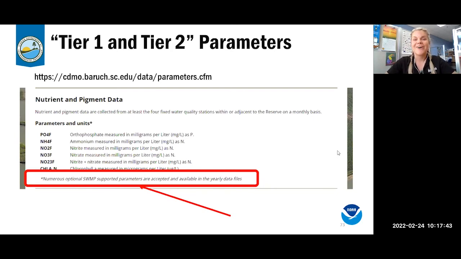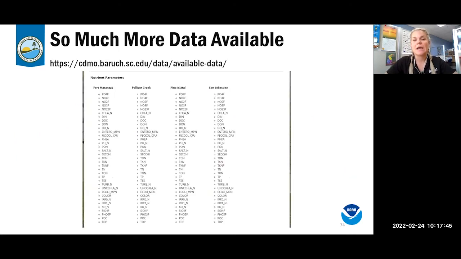And so when you click on all the available data for the GTM, you'll actually see we collect a lot of data, particularly nutrient data, that we're not necessarily required to collect. And so the SWMP program, though it's this national program, there's a lot of more place-based, local, and state initiatives and driven questions that we have, so that affects the data that we're collecting.